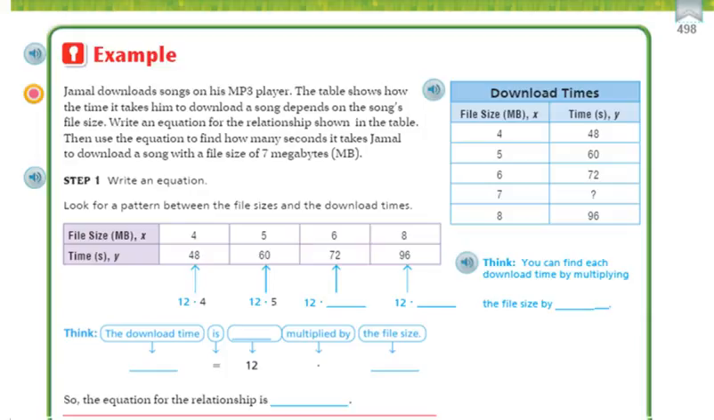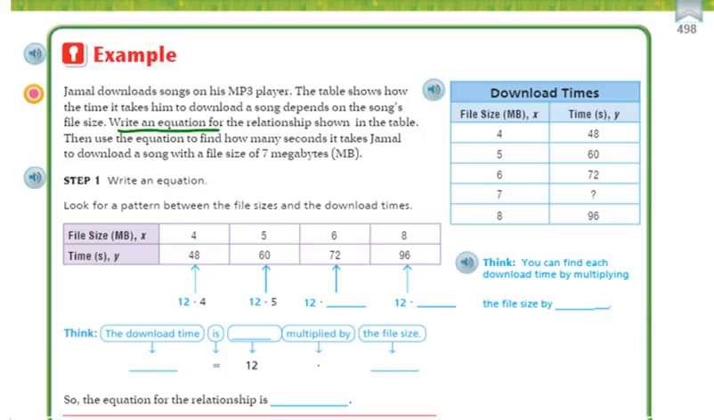Substitute and solve. Sorry about that. So if we turn the page, we're on 498. Okay, Jamal downloads songs on his MP3 player. The table shows how the time it takes him to download a song depends on the song's file size.